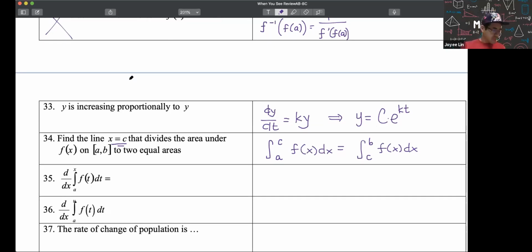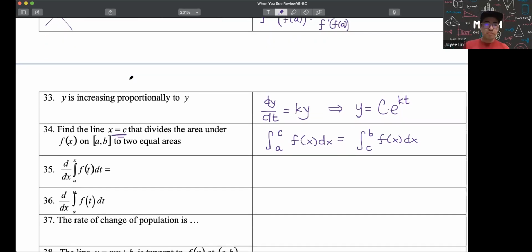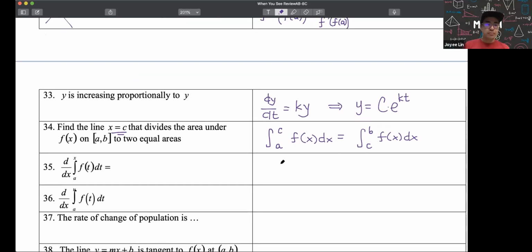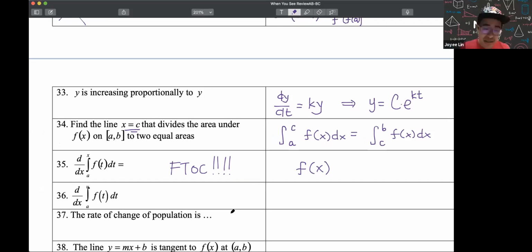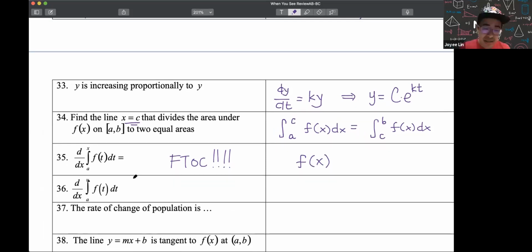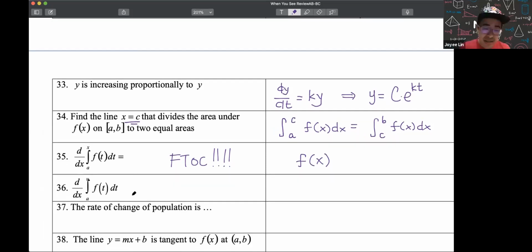Okay, 35, what's the answer? No dx. Remember, the dx and the integral cancel each other out, right? So it's just f of x. This is the fundamental theorem of calculus. When you take the derivative of an integral, you just get the function itself. Okay, part 2. It says from a, so a is a constant, and then u is on top, okay? So a on the bottom, and then u on top is a function. How would you answer 36?